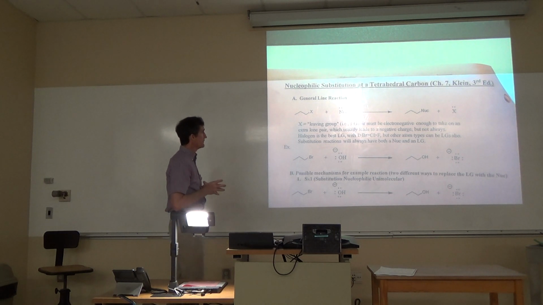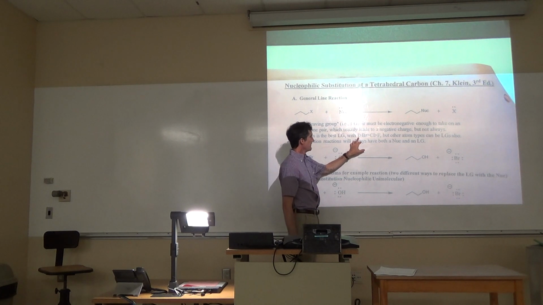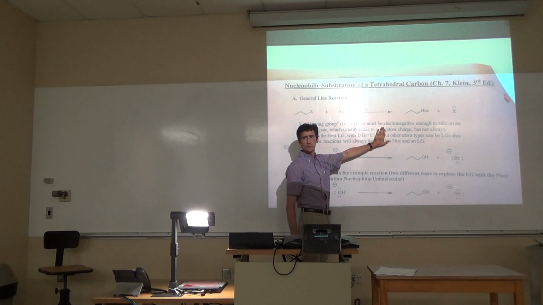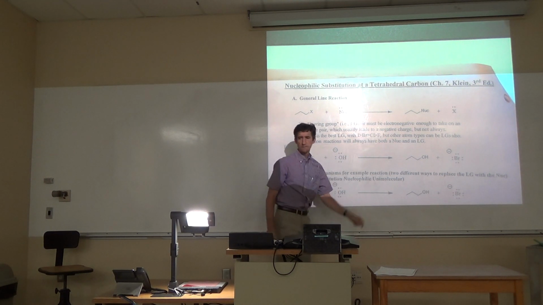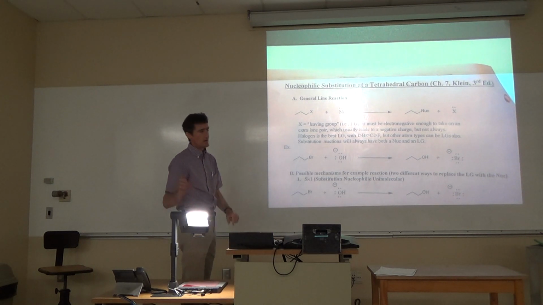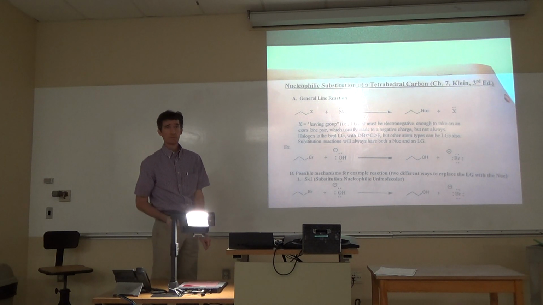All right? Most common leaving groups are halogens, with the best being iodine, then bromine, then chlorine, and then fluorine is the worst. And it's typically not a leaving group. We will go over leaving group ability. Which one's the best? Iodine. Yes. Other atoms other than halogen can also be leaving groups.